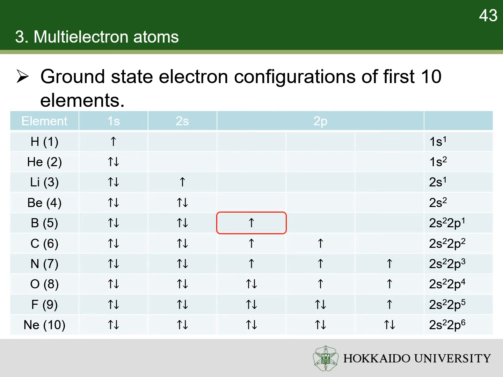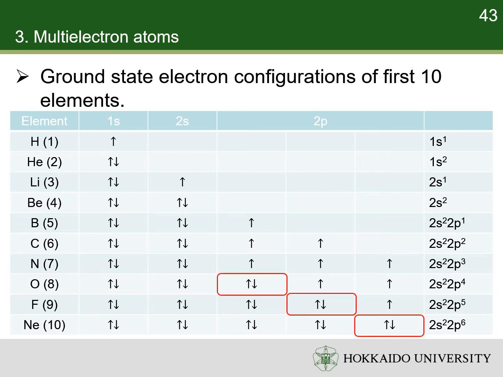The fifth electron occupies one of the 2p orbitals. The sixth electron occupies another 2p orbital, and it must have the same spin as the fifth electron. The seventh electron occupies the remaining 2p orbital, and it must have the same spin as the fifth and sixth electrons. The 8th, 9th and 10th electrons occupy different 2p orbitals, and they must have the opposite spins from the existing electrons in the orbitals. So far, the 2p subshell is full.